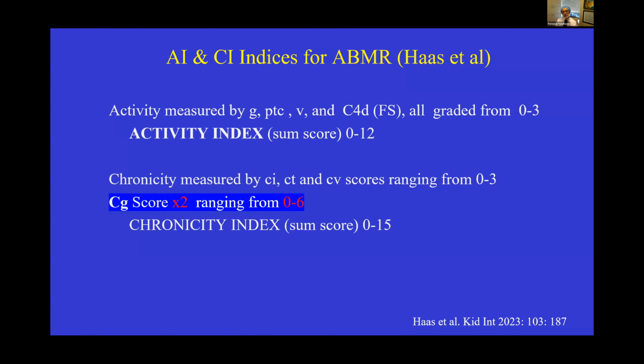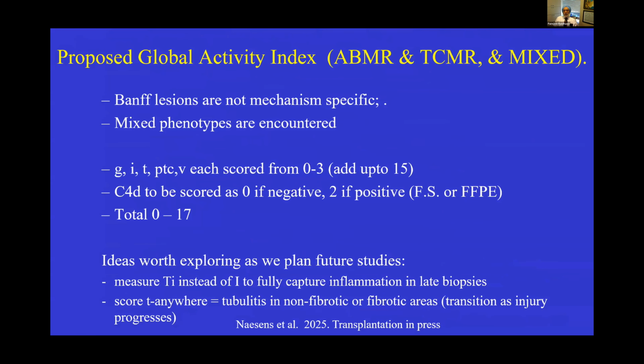And similarly, the chronicity index is measured by ci, ct, cb, ranging from 0 to 3. And chronic transplant glomerulopathy, the cg, is given a weight of 2. So it can vary from 0 to 6. And therefore, the chronicity index can vary from 0 to 15. So this score by Dr. Haas is only validated for ABMR.